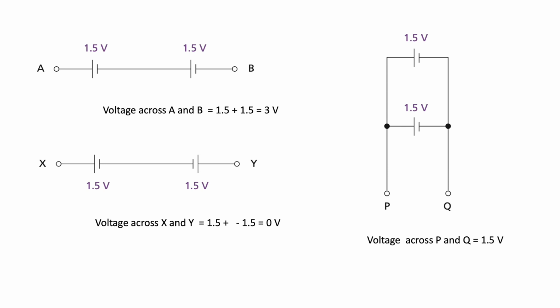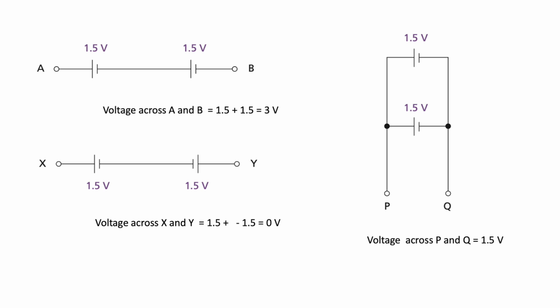Here you can see the terminals A and B. Between the terminals A and B, the two cells are connected. Each cell provides energy to the electrons present in the circuit. And the net voltage is 1.5 volt plus 1.5 volt equal to 3 volt.